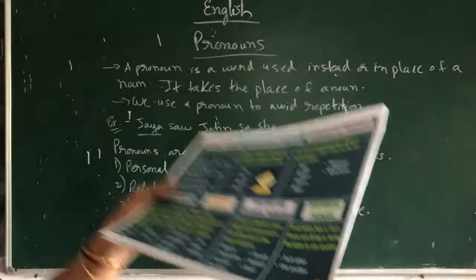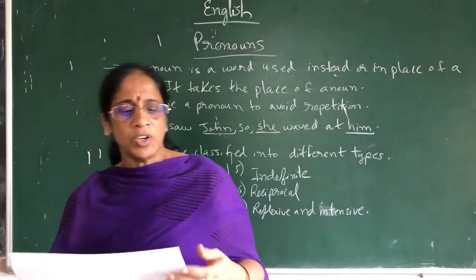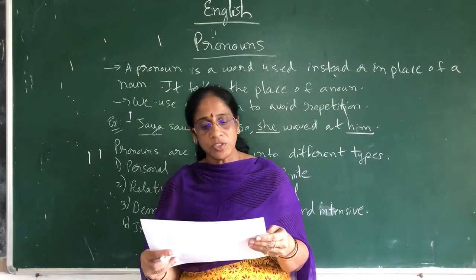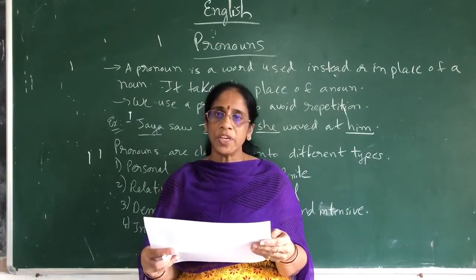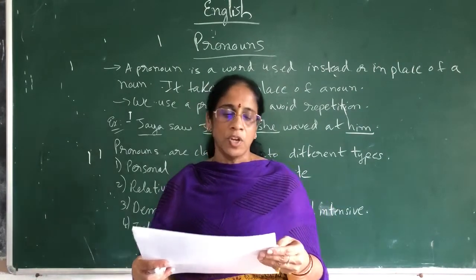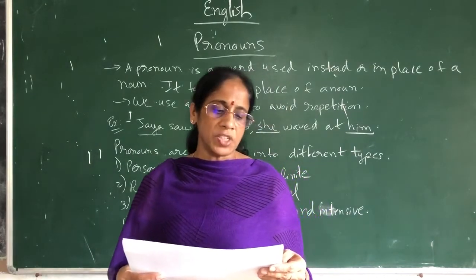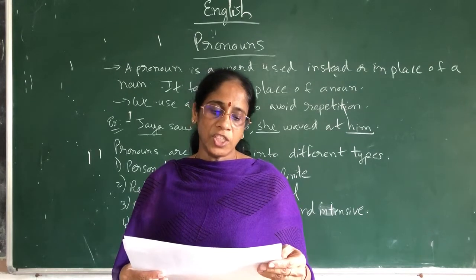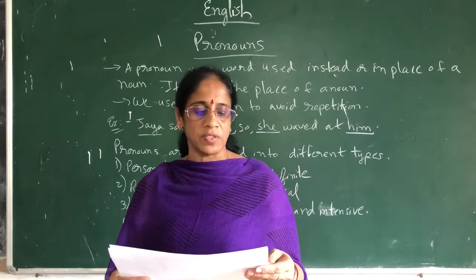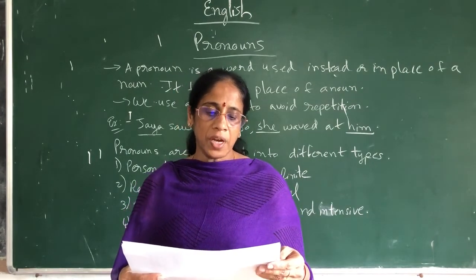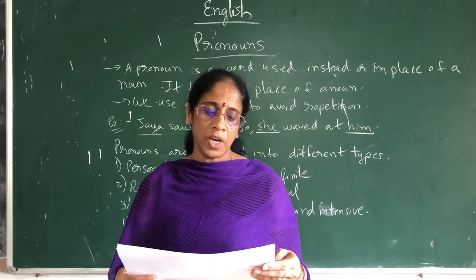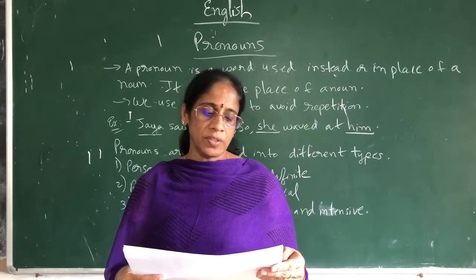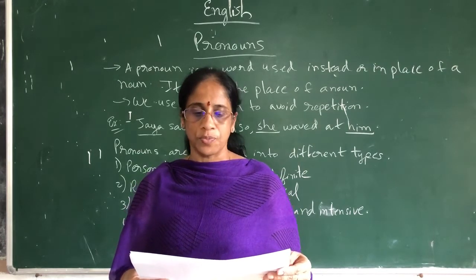Personal pronouns are used for a specific object or person. In this also there are three different types: subjective case, objective case and possessive case. What are the words used as subjective case? I, we, you, they, he, she, it. These are used as the subjective case. Objective case: me, us, you, them, him, her, it. And possessive case: my, our, your, their, his, her, its are used.